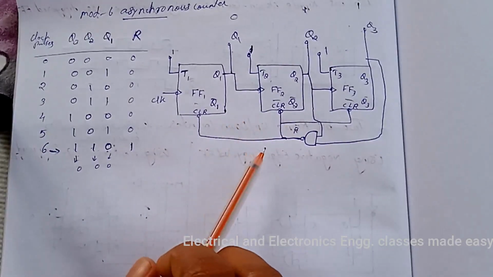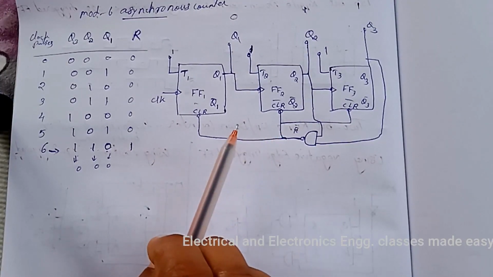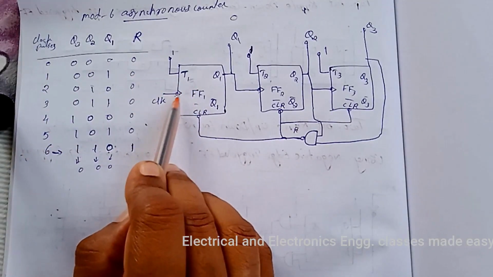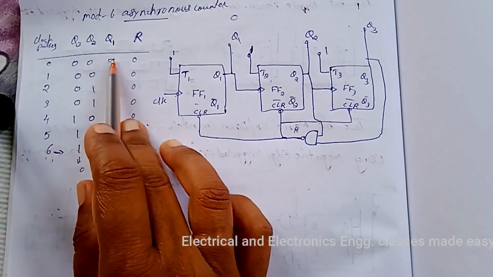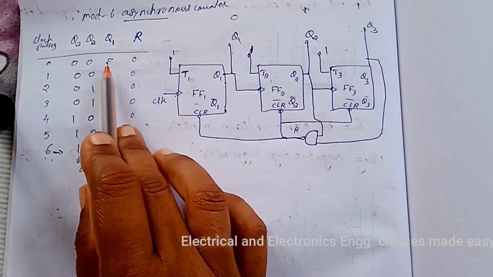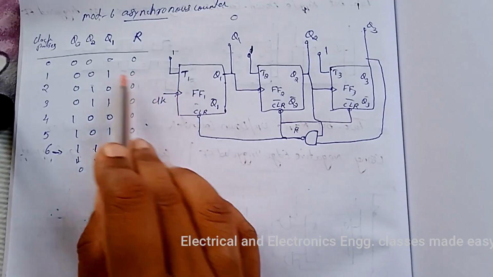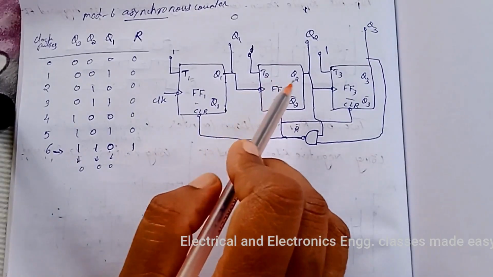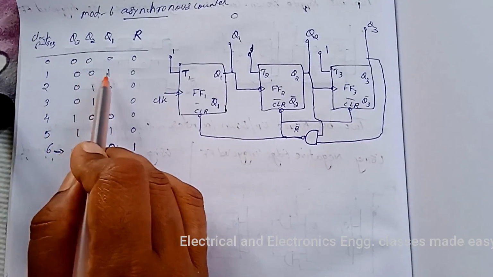So this is the logic diagram for the Mod 6 asynchronous counter. When the first clock pulse is given at the negative going edge, it will toggle. That is, Q1 is 0 first. When the first clock pulse is applied at the negative going edge, it changes to 1. So this flip-flop will not react. Then again this also will not react. So it will be 0, 0, 1.